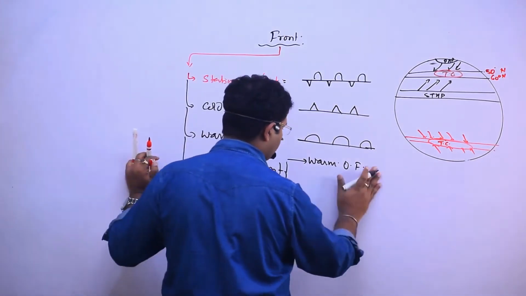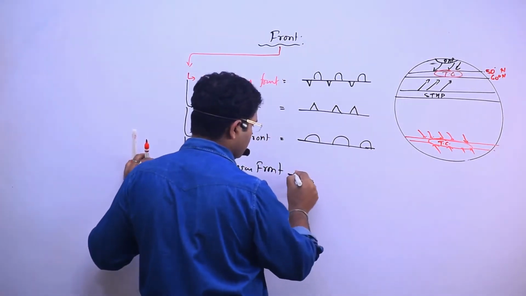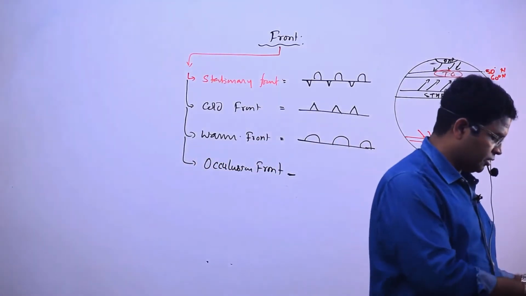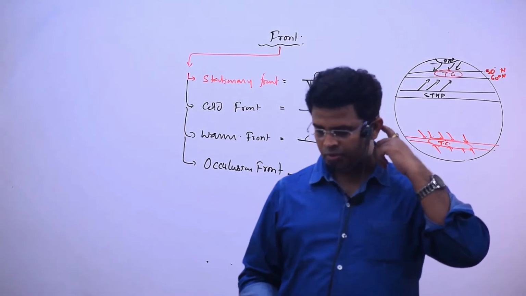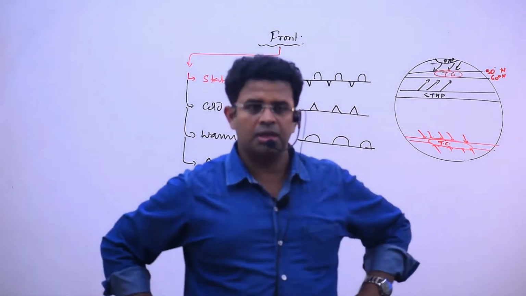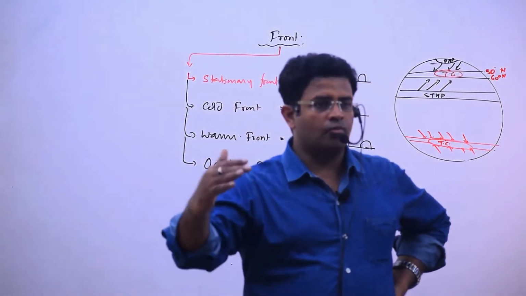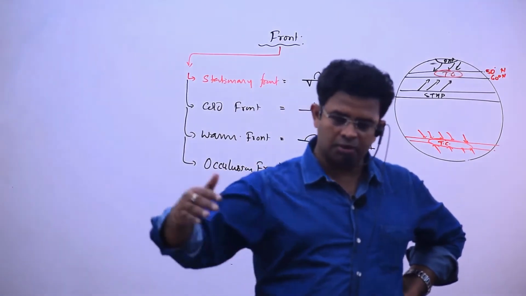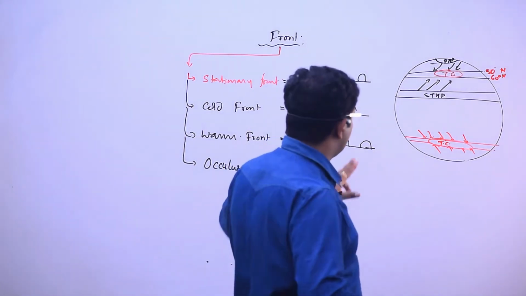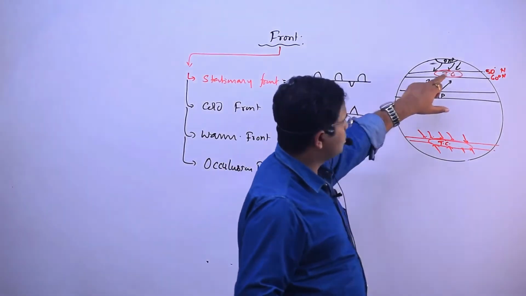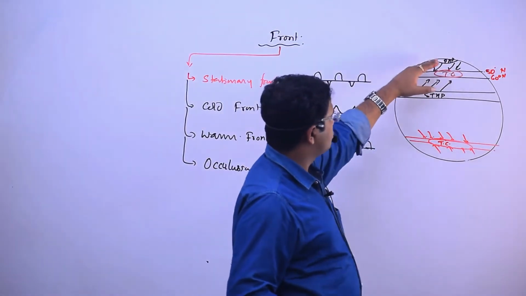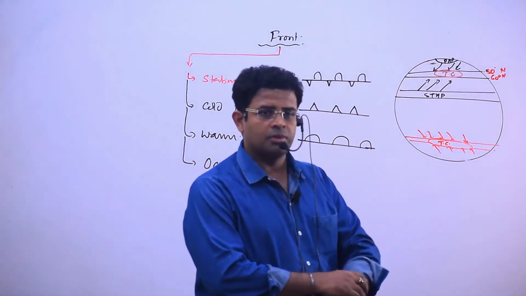For the occlusion front, first we will understand how the front is forming. You have to remember this line many times. The warm westerlies are coming under the effect of cold force from southwest to northeast, and the cold polar easterlies are coming from northeast to southwest.